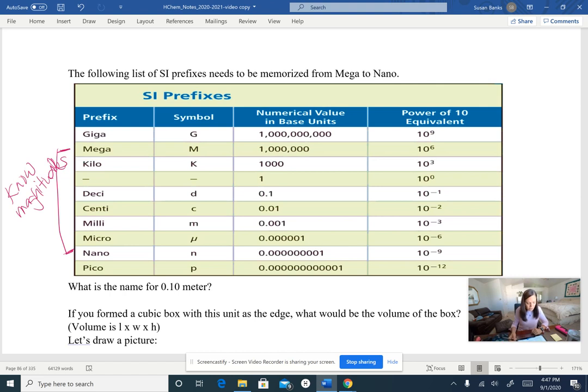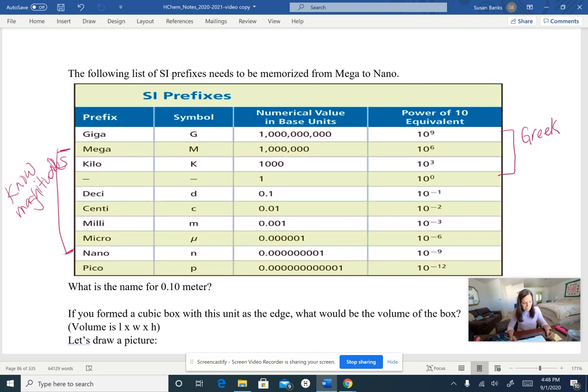Okay, I want to point out something here. Do you notice that all of these units that are larger than our base unit are Greek? So if we have a Greek prefix, we are getting bigger than our base unit. Okay, and then here we go to our smaller units.